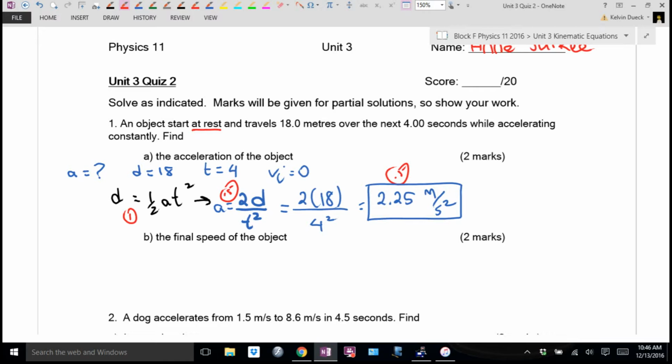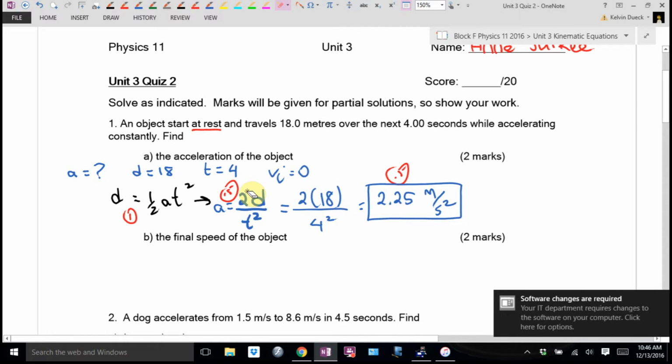Starting after the holidays on the next quiz, instead of giving you 1 mark for the original equation and a half mark for the rewritten equation, I'll give you a half mark for the original equation and 1 whole mark for the rewritten equation, because I really want to push you into being able to rewrite equations without having to memorize a bunch of stuff. Okay?